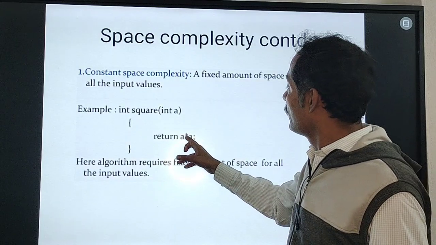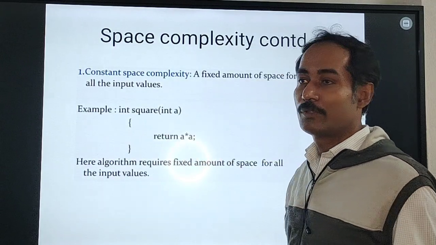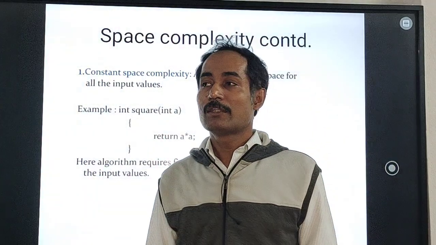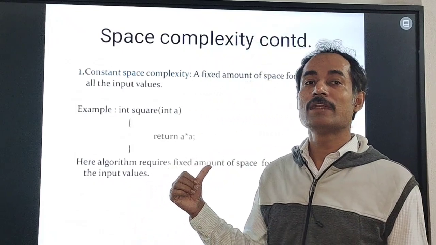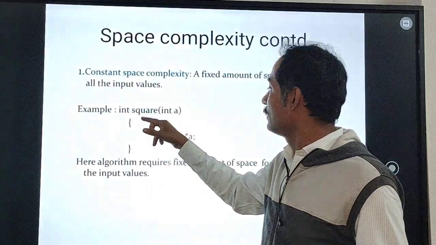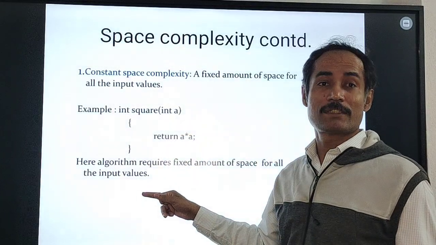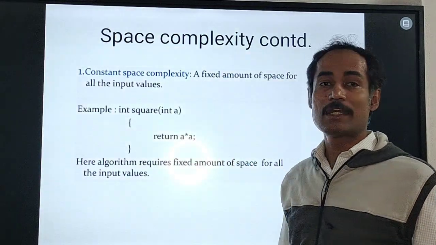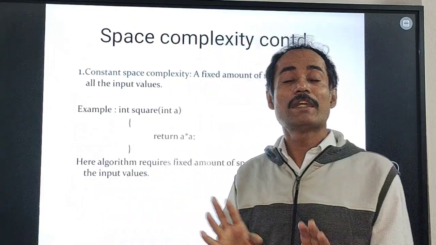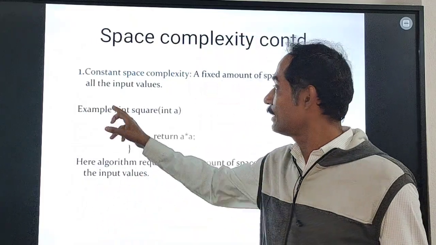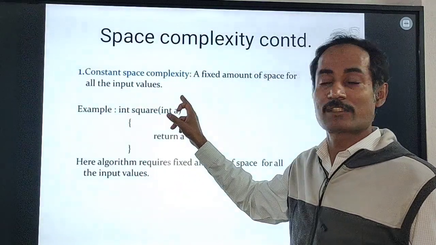So now here the number is a, which is a variable. Whatever value we consider for the particular variable a, there will be no change in terms of space, because if a is an integer, definitely it will take 2 bytes. So there is no change, it is fixed. That's why the term constant space complexity.